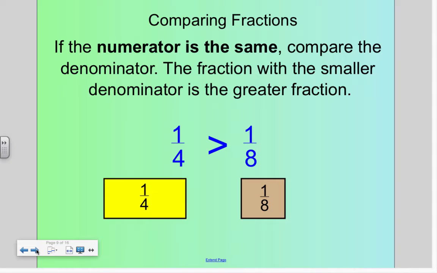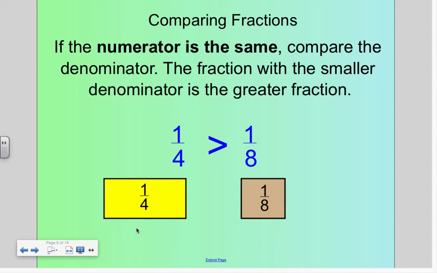What about now if the numerator is the same? If the numerator is the same, compare the denominator. The fraction with the smaller denominator is the greater fraction. So in this case, we have 1/4 and 1/8. We have 1 piece in both instances, but 1/4 is larger than 1/8. Think about that candy bar.